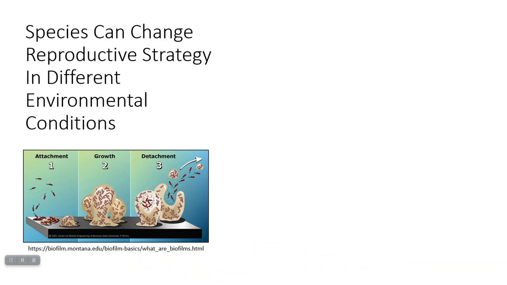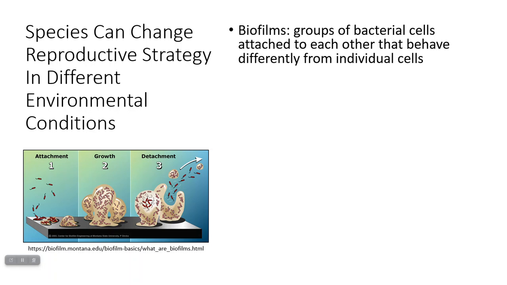Now, there are some cases where species can actually switch between one reproductive strategy and another depending on the environment that they're in. I searched for quite a bit and I only could find this one really clear cut example. And it's a biofilm. A biofilm is this kind of goopy, gunky collection of bacterial cells that attach to each other and they behave differently from individual bacterial cells.